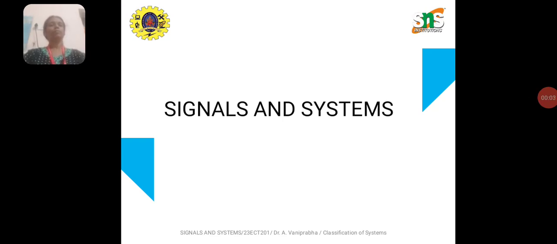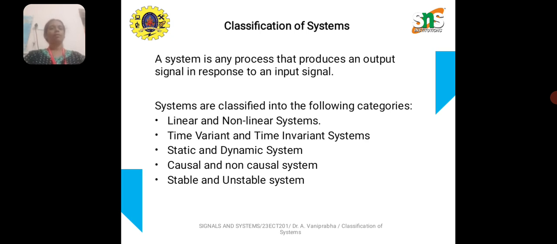Continuation of the classification of systems. What are the major classifications of systems? And before that, let us recap about a system. A system is a physical entity that performs an operation on the given signal, and it gives an output in response to the input signal.